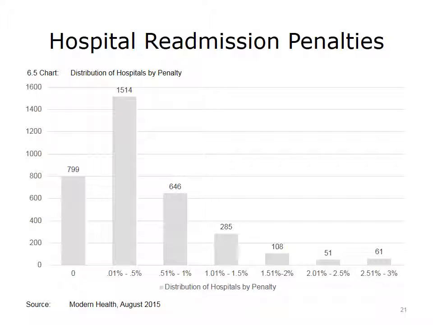For the 2015 fiscal year, only 799 of the more than 3,400 hospitals subject to the Hospital Readmissions Reduction Program performed well enough on the CMS's 30-day readmission program to face no penalty. 38 hospitals were penalized at the maximum 3% reduction, according to a Modern Healthcare analysis of the CMS data.